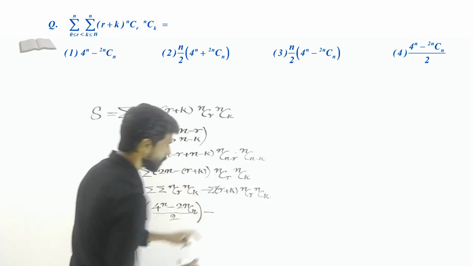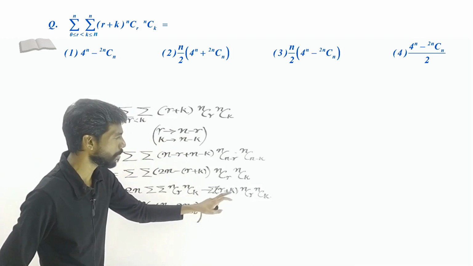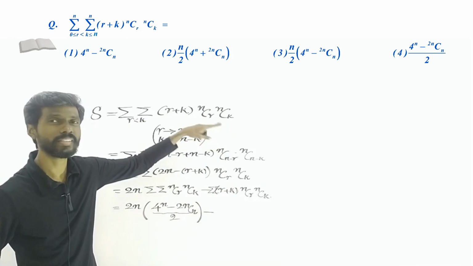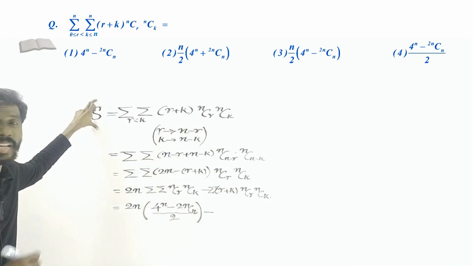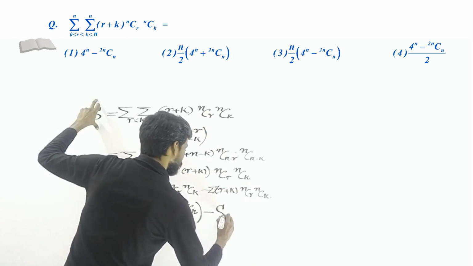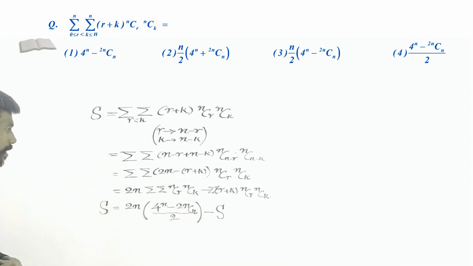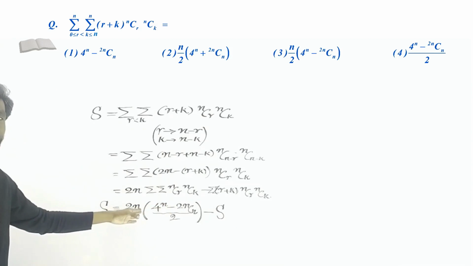Minus, what is this one? This is the double summation of r plus k, nCr, nCk. That is the given question only, which we have taken as S. So this is equal to S itself. That means we can simplify to get the value: 2S equals this value, so we can get S.